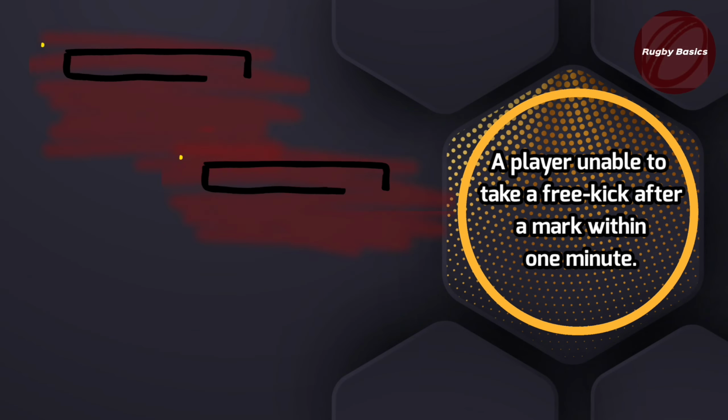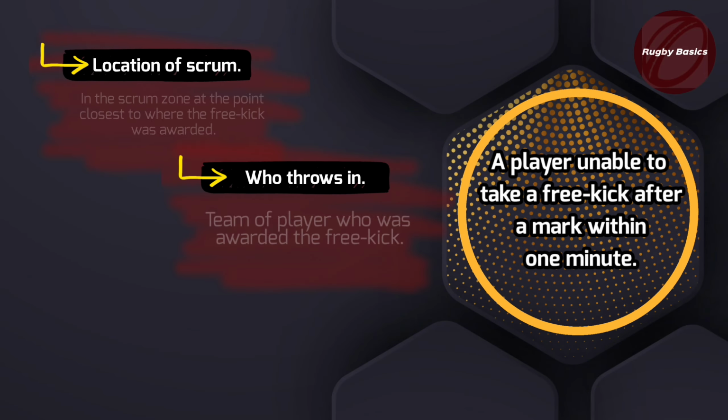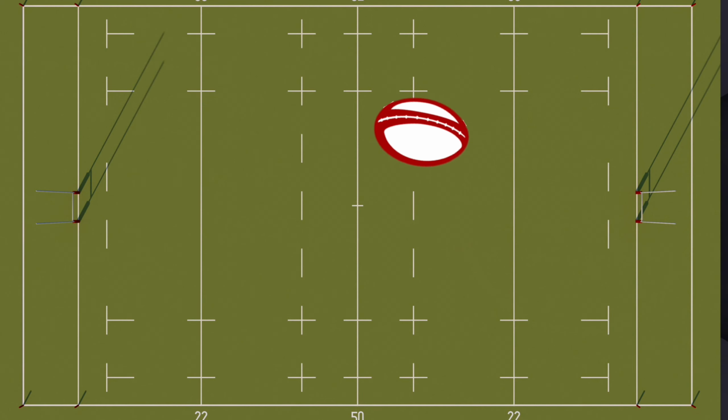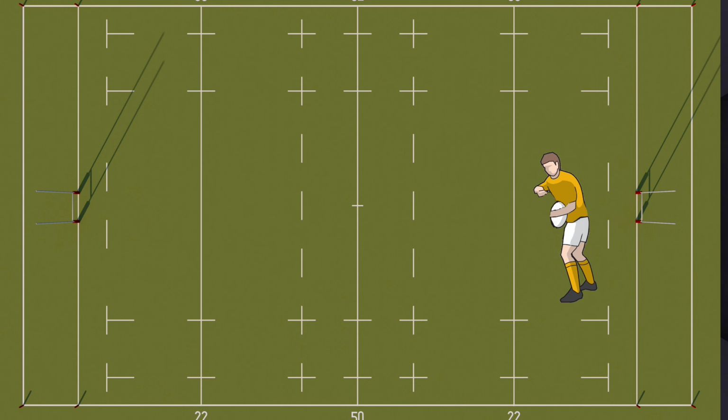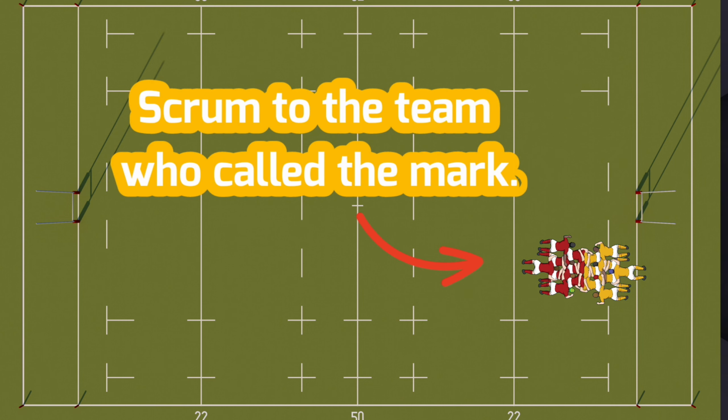And then lastly, when you make a mark in the 22, when you called for the mark and you don't take the free kick within 1 minute, a scrum will then be awarded to the other team. So the player who called the mark and received the free kick, if they don't take it within 60 seconds, a scrum will be awarded.